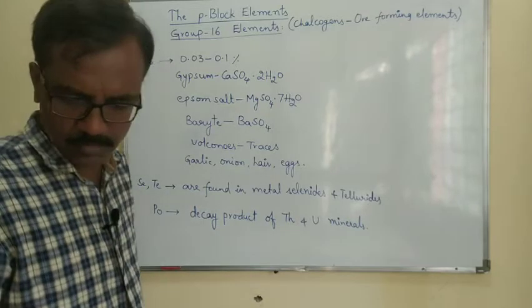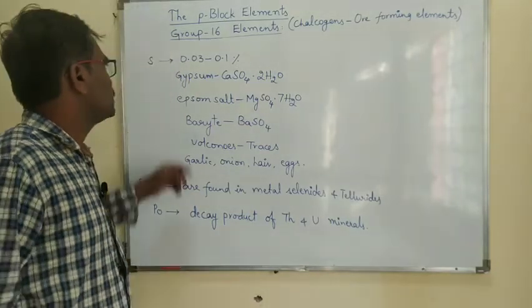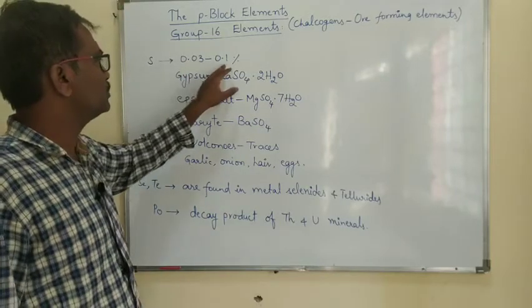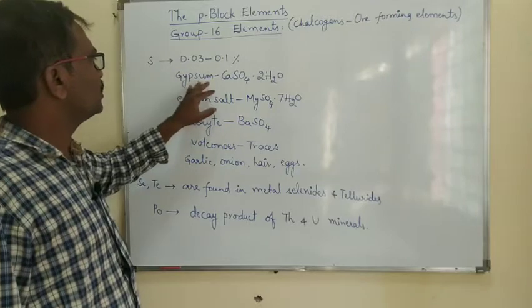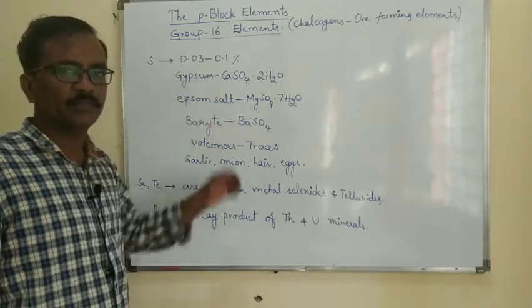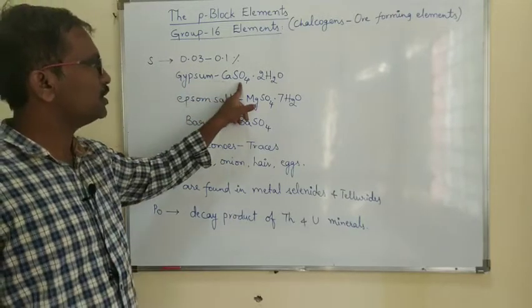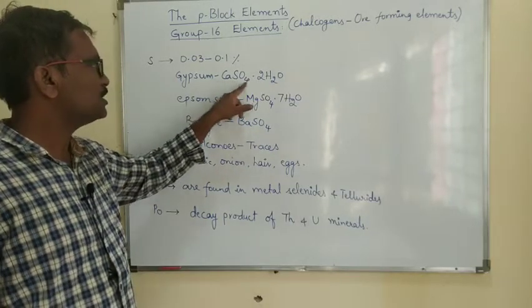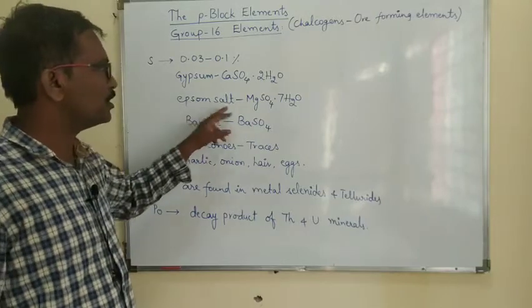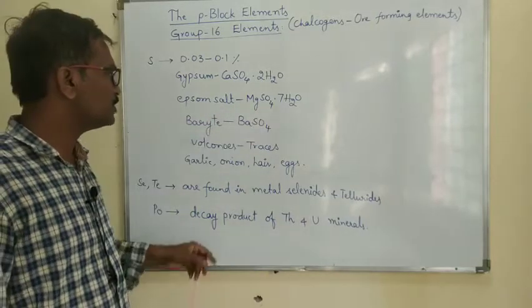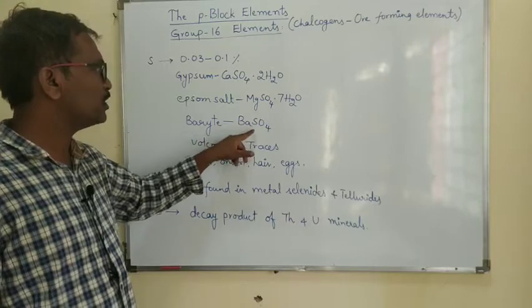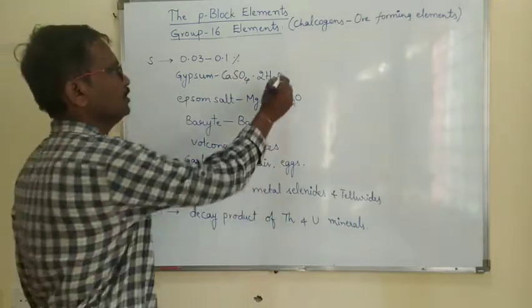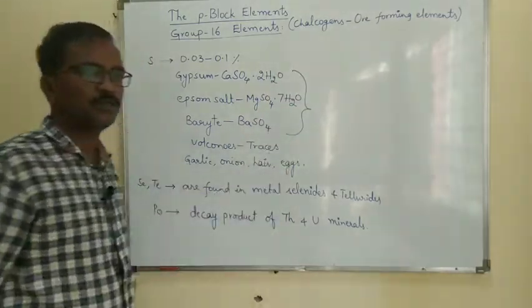Sulfur is available in the percentage 0.03 to 0.1%. Sulfur is available in the form of gypsum. You have studied in first year chemistry what gypsum is: calcium sulfate 2H2O, alkaline earth metals. Epsom salt, magnesium sulfate 7H2O. Barite, barium sulfate, right? All these compounds are sources of sulfur.